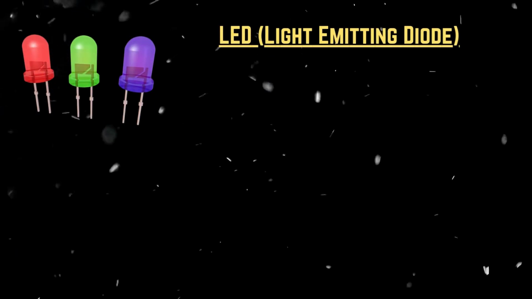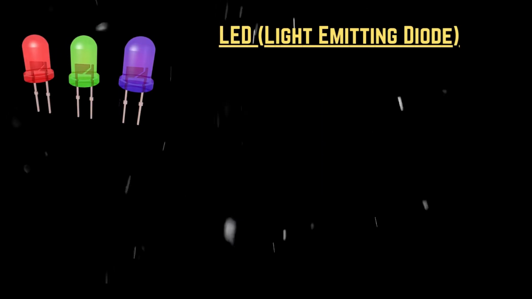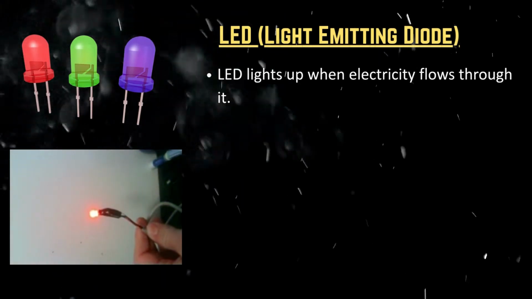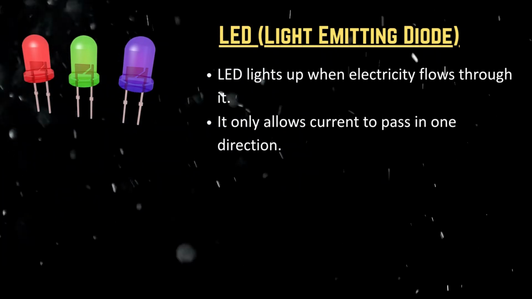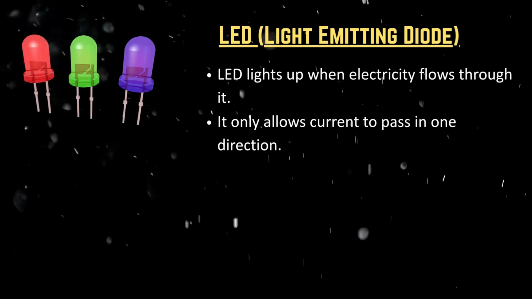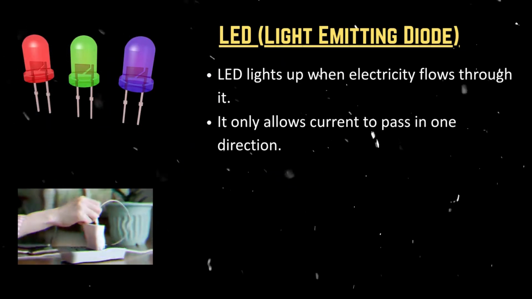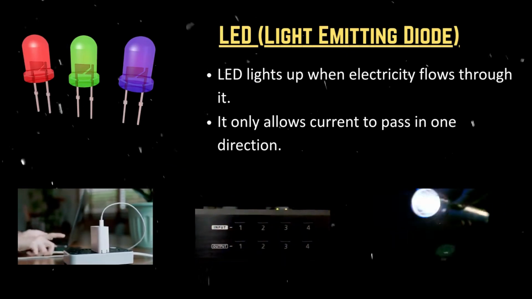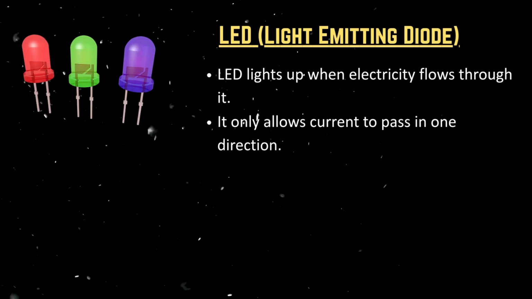First, LED, light-emitting diode. An LED is a special type of diode that lights up when electricity flows through it. It only allows current to pass in one direction, and when it does, it emits light. LEDs are used in all kinds of devices, like the small lights on your charger, TV indicators, or flashlights. They are energy efficient and last a long time.